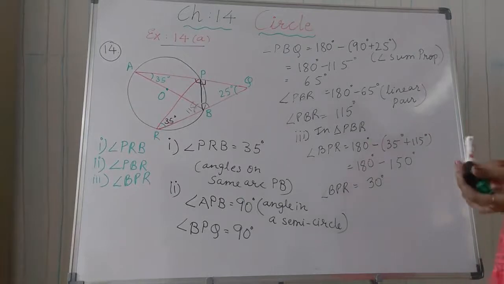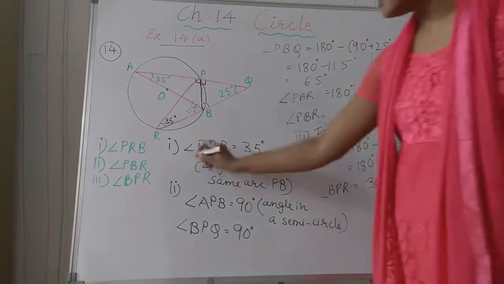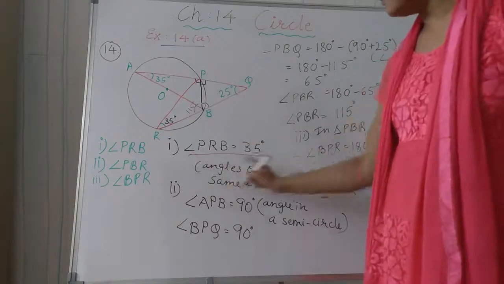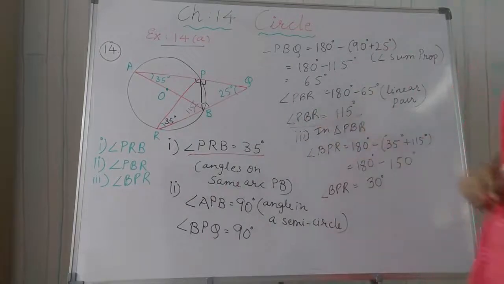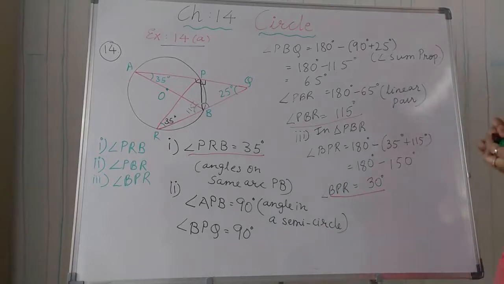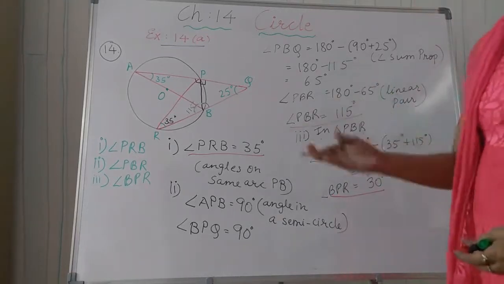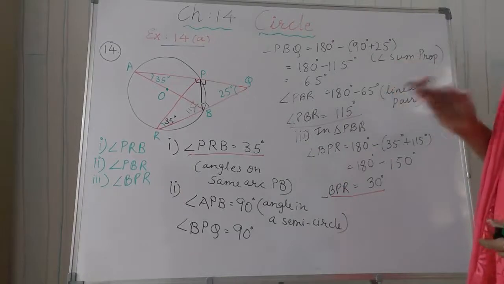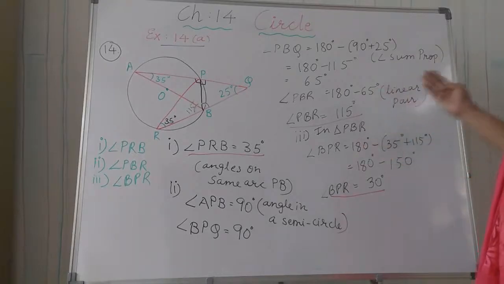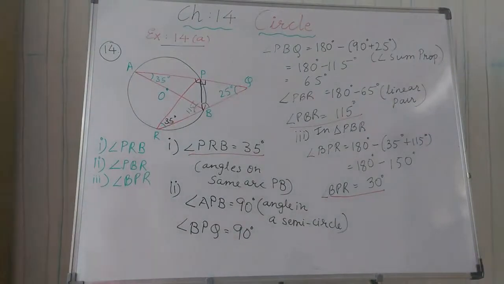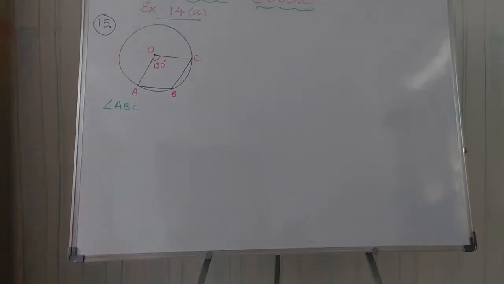So here we get our three answers as asked in the question. First is PRB 35 degree, then PBR 115 degree and BPR 30 degree. So students, here we have used angle sum property, angles lying on the same segment or on the same arc, angle in a semicircle and our linear pair property, that is in general we are using now to solve any question according to triangle. Let us start question number 15 now.